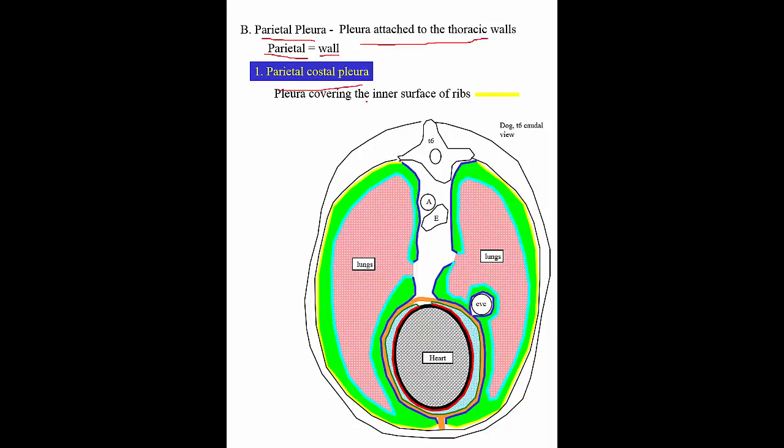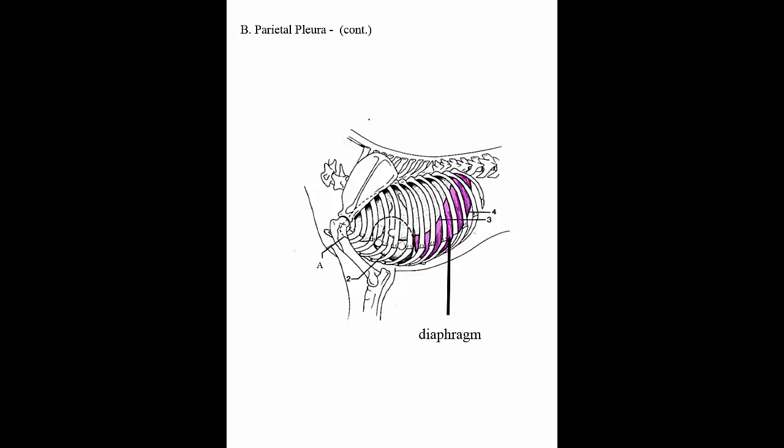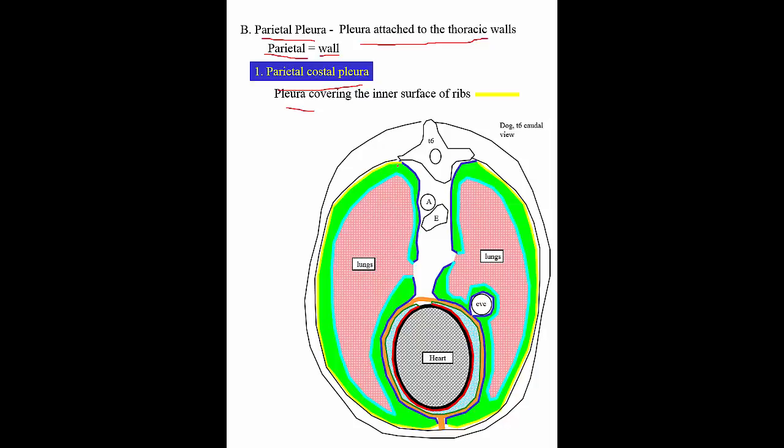Parietal costal pleura is the pleura covering the inner surface of the ribs, or the yellow line. So this yellow line here on both sides of the animal left and animal right, lining that inner thoracic wall or intercostal wall on the inside of the ribs, that is parietal costal pleura, and you can see you can find it on either side here, the yellow line, parietal costal pleura.